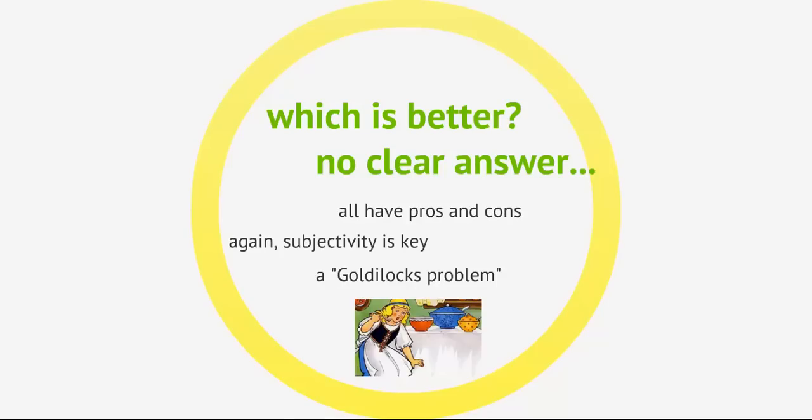The line between the state and the market is a bit like a Goldilocks problem. You'll remember that she was always complaining that things were too hot or too cold, too big or too small, and always holding out for something that was just right.